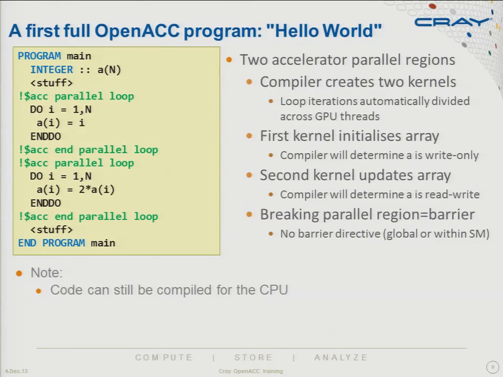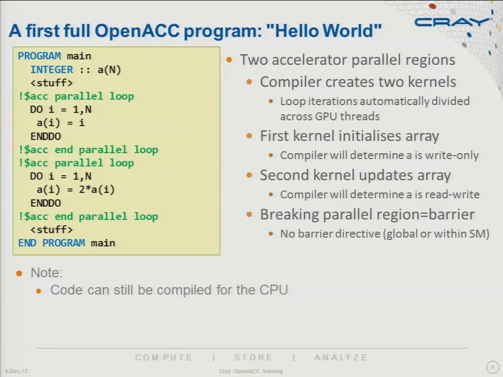So what about a whole program? Here's a very complicated program where we're going to populate the elements of an array, and then we're going to double the values of each element. So what do we do? Well, we say parallel loop, and that's it, and compile it. So the compiler will create 2 kernels here. The first kernel will initialize the array, and it will determine that this A is a write-only array, so it will only copy it at the end back to the CPU. The second one is a read-write operation, so it will copy array A to the GPU, it will double the values, and then it will copy the array back to the CPU.